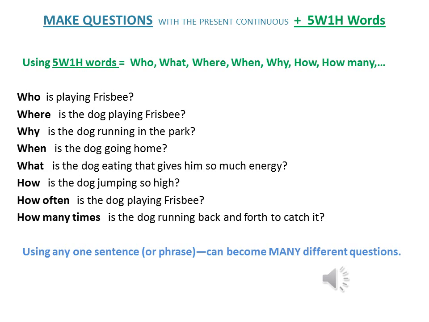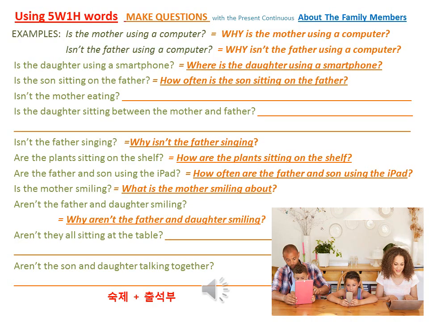5W1H. Become an English speaker. That's English conversation. Who, what, where, when, why, how. And using 5W1H words, make questions about the family now. Okay, we did it about the dog. So now, who, what, where, when, why, how, about the family.